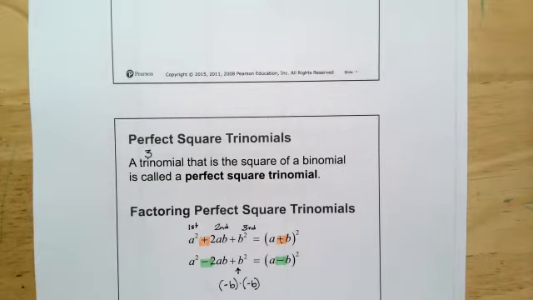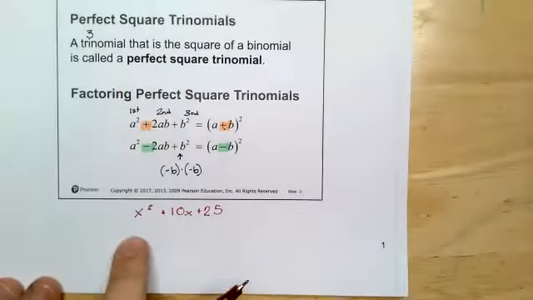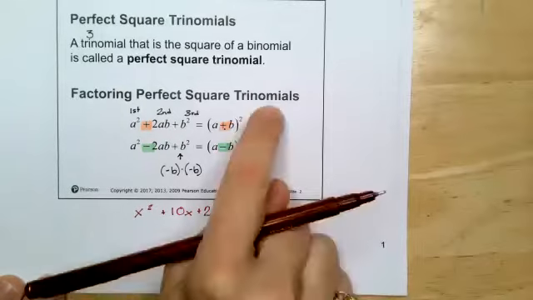Okay, for example, I'm going to say x squared plus 10x plus 25. Oh, sorry, you couldn't even see that. I didn't put it low enough. Is this a perfect square trinomial?